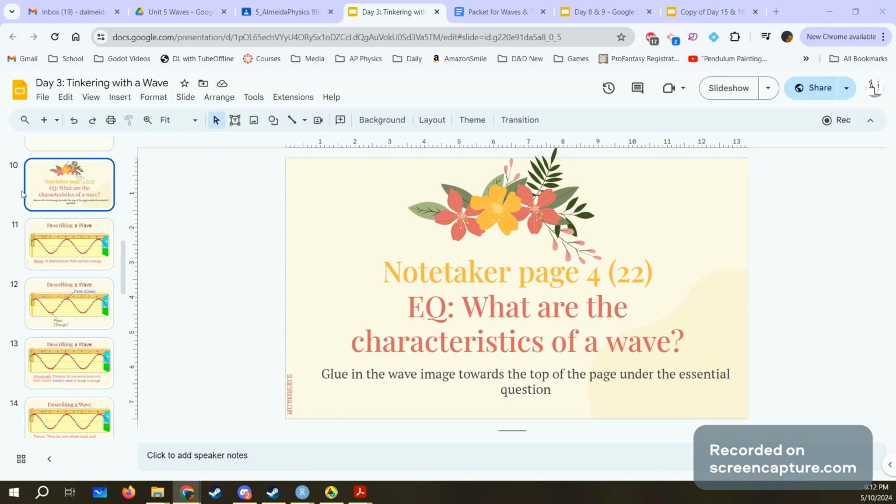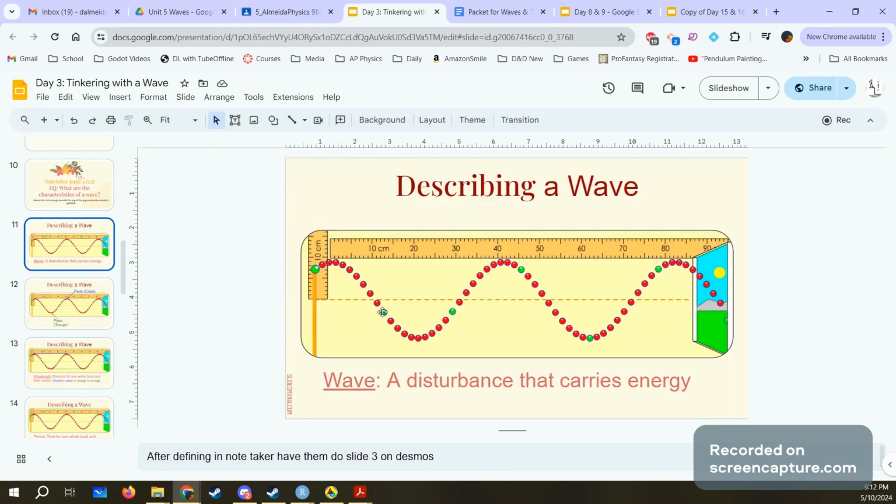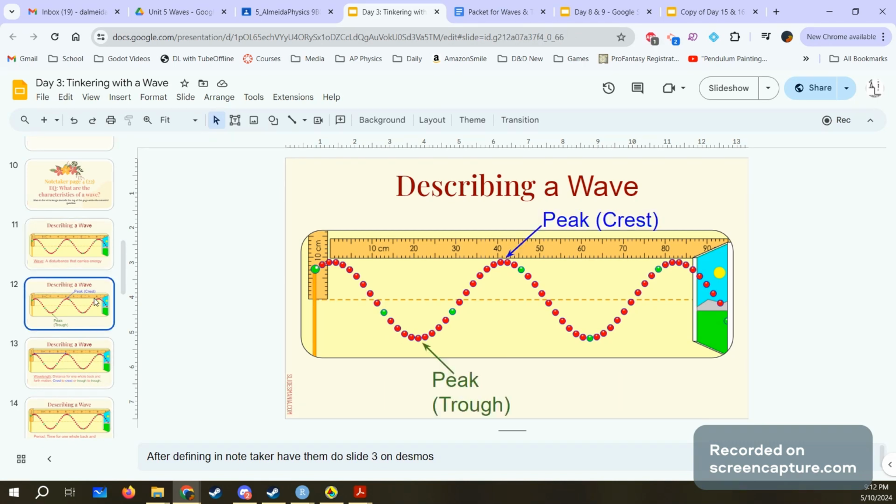And you can see that we're on slide 10 here. So if you wanted to follow along or look back at those, feel free to do so. First thing, knowing the definition of what a wave is is always useful. A wave is just the disturbance that carries energy. Again, we've had lots of examples of that at this point.